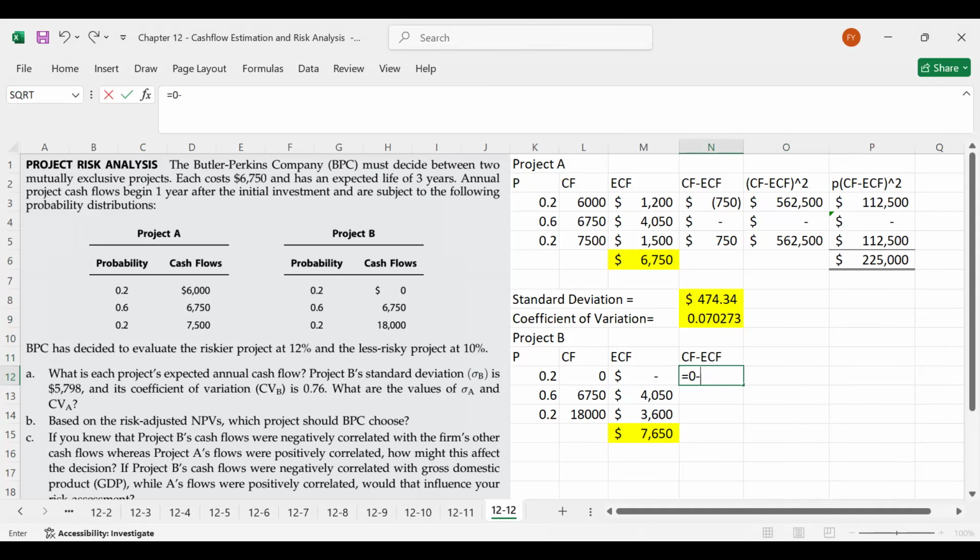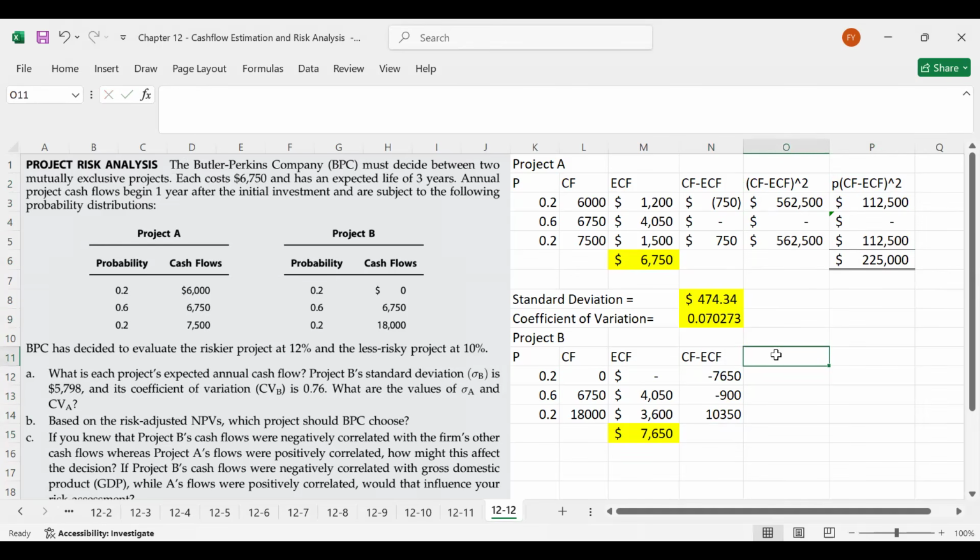Then we deduct the expected cash flow, which is 7650. And then in the second case, cash flows are 6750 minus expected cash flows, which is 7650. And then we have 18,000 cash flows minus expected cash flows, 7650. So this is cash flows minus expected cash flows, and then in the next step we take the square of it.